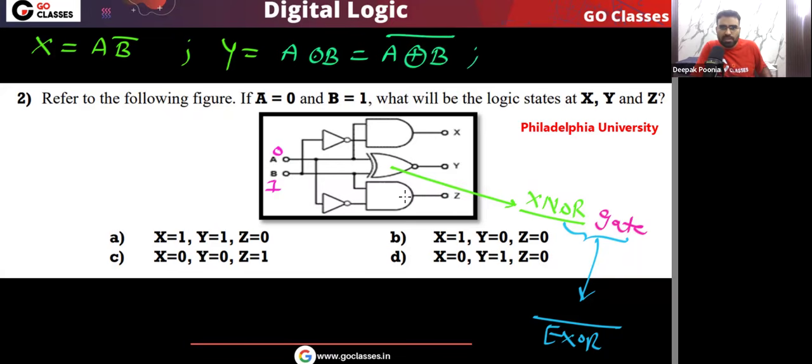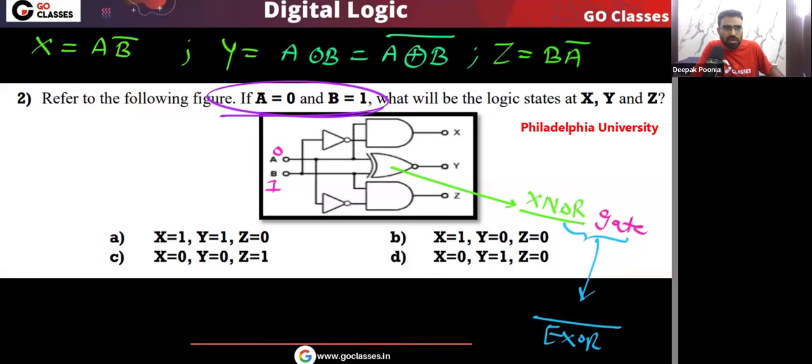Okay, very simple. Next, you can see for Z, this is the AND gate. And for this AND gate, what are the two inputs? One of the inputs is B. And another input, if you notice, is A bar, because there is an inverter here. So that is A bar. I hope you understood.